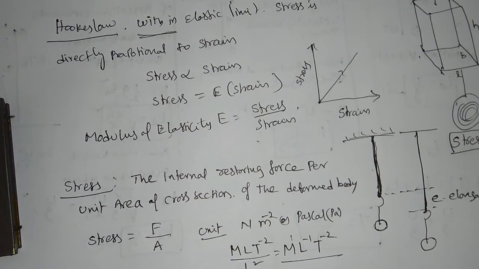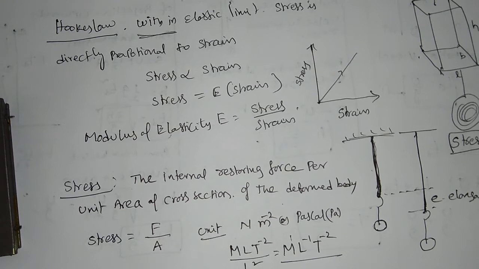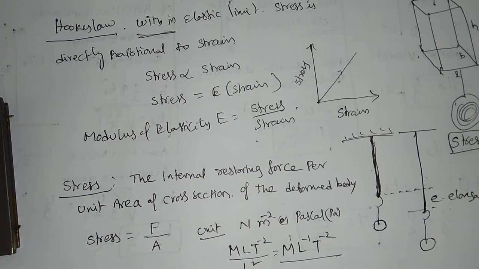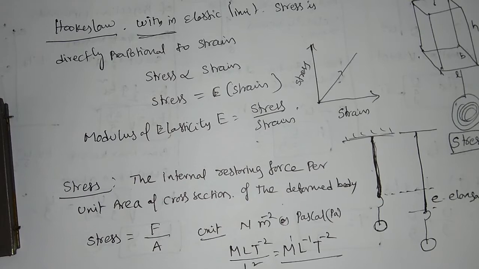This is the dimension formula of the stress. Now how many types of stress are there? In this particular wire or rod, if a force is applied normally, then it is called tensile stress. This is also known as longitudinal stress. If it is compressed, then we can say that is a compressive stress.